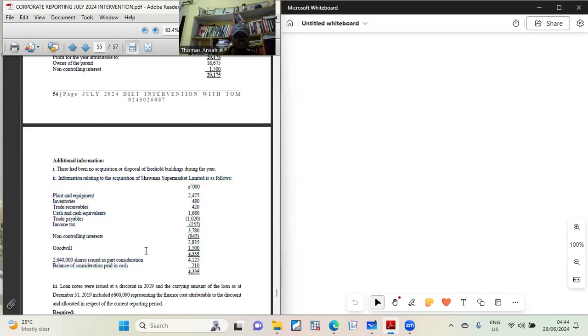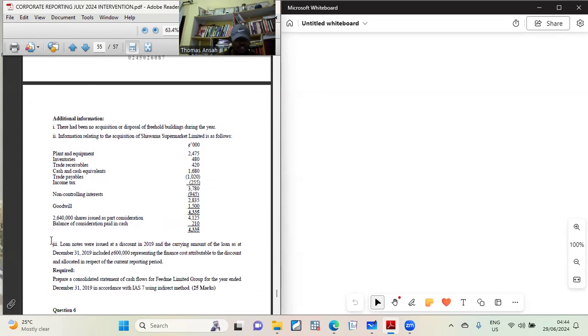Then, so it means this question doesn't have a disposal. All right. So, when you are doing a disposal, you'll be subtracting. When you are doing acquisition, you'll be adding. So there's no disposal. And they said that the loan note was issued at a discount in 2019 with the carrying amount of the loan at 31st December including 600 representing finance cost. You know that carrying amount can't be a finance cost. So wherever that finance cost is in there, we need to take it out. So that is the understanding you need to get.